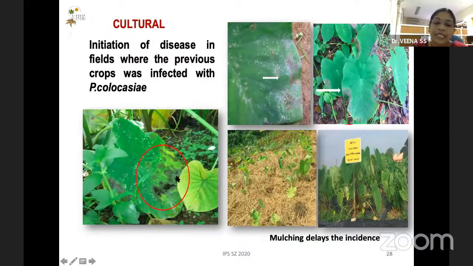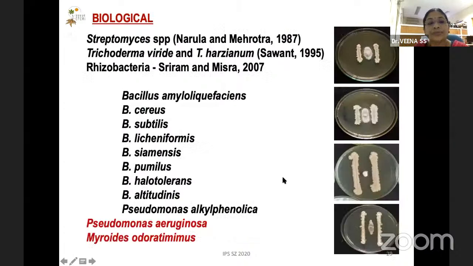And what we have seen is how the disease initiates in every season. If the previous crop is infected, the lowermost leaves, the leaves touching the ground, get infected first, and from there the disease advances to the top like a ladder. So mulching, either with organic material or black mulch, whatever it is, can delay it. We will not absolutely avoid the infection, but mulching can delay the incidence.